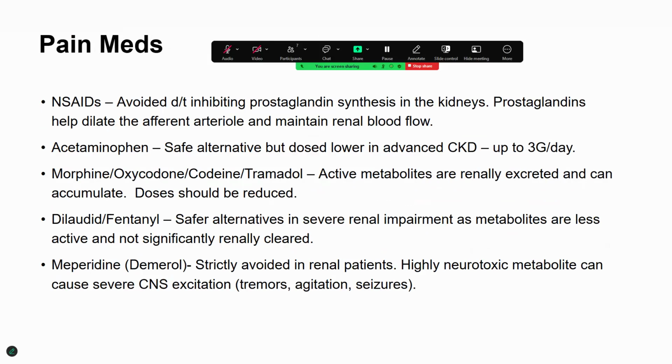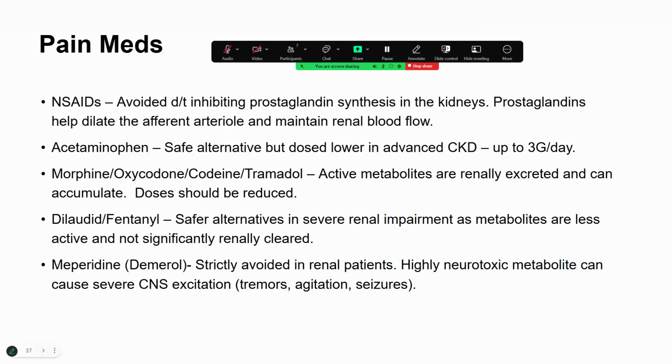Pain meds for CKD in relation to CKD patients. I mean, NSAIDs we all know are avoided. They inhibit prostaglandin synthesis in the kidneys, and prostaglandins help dilate that afferent arteriole and maintain good renal blood flow. So basically, it just constricts blood flow to the glomerulus. So not a good thing.